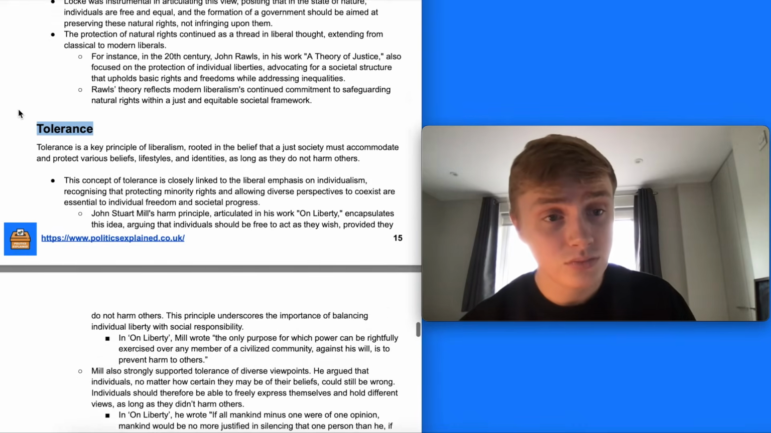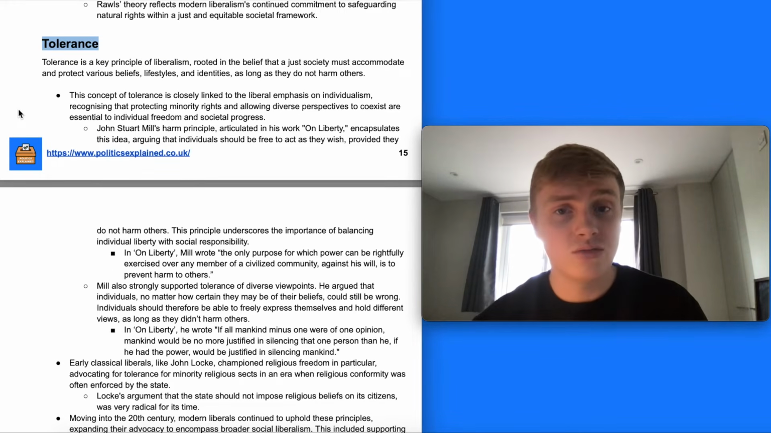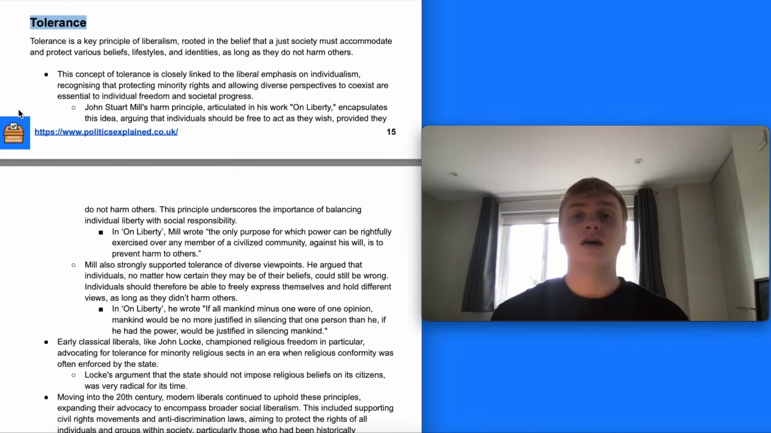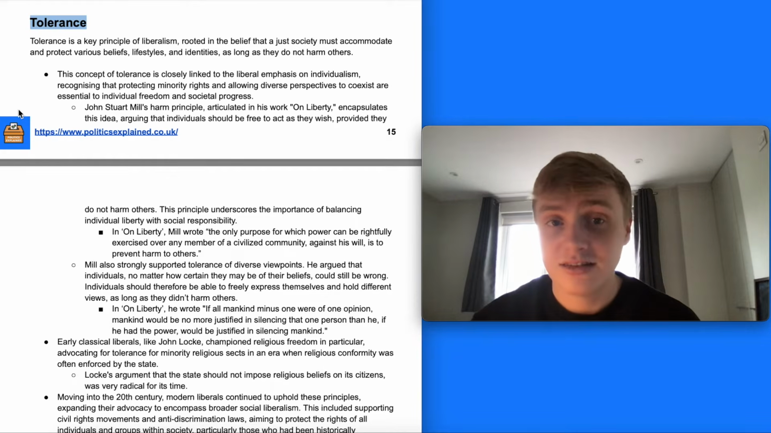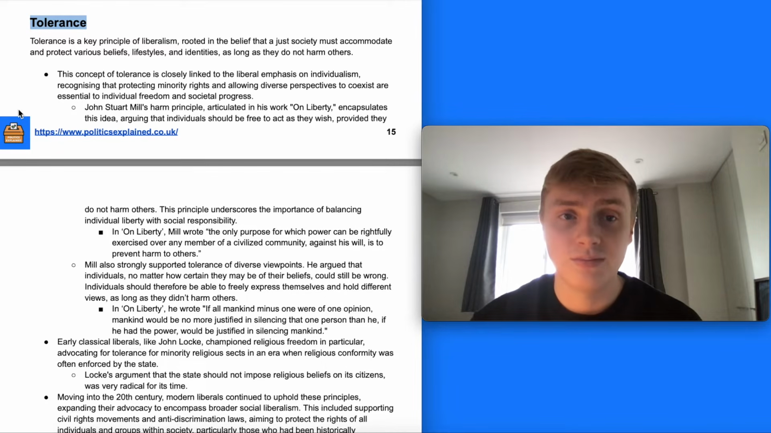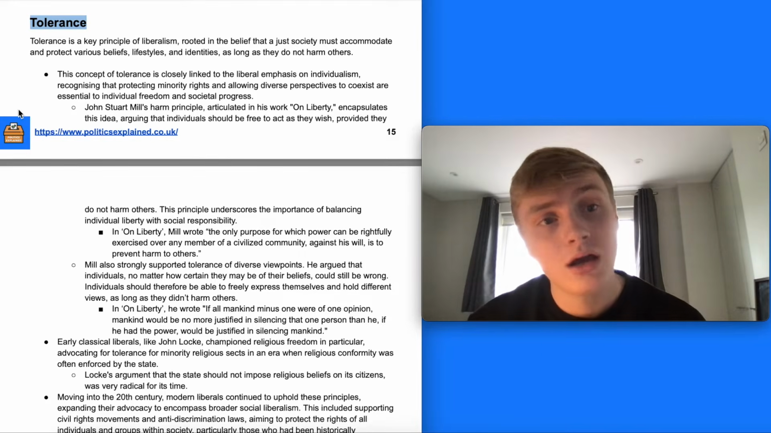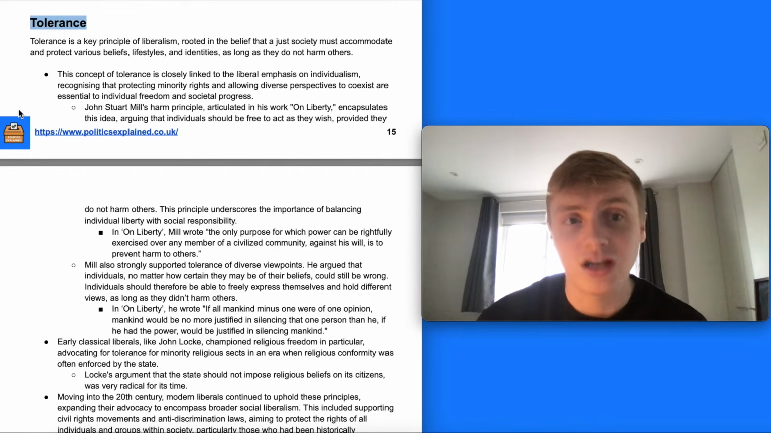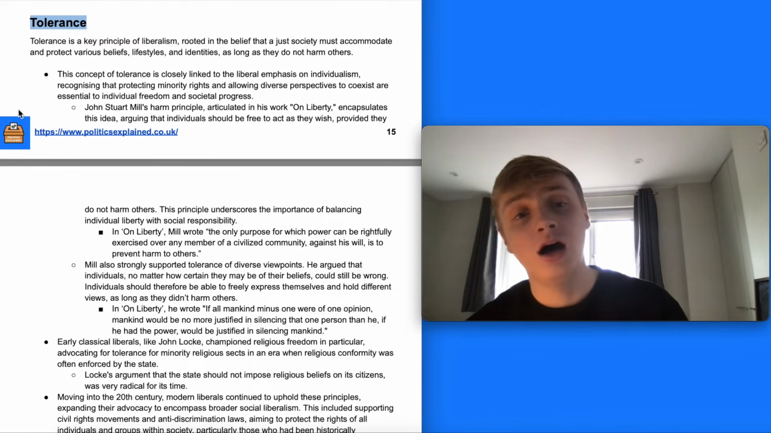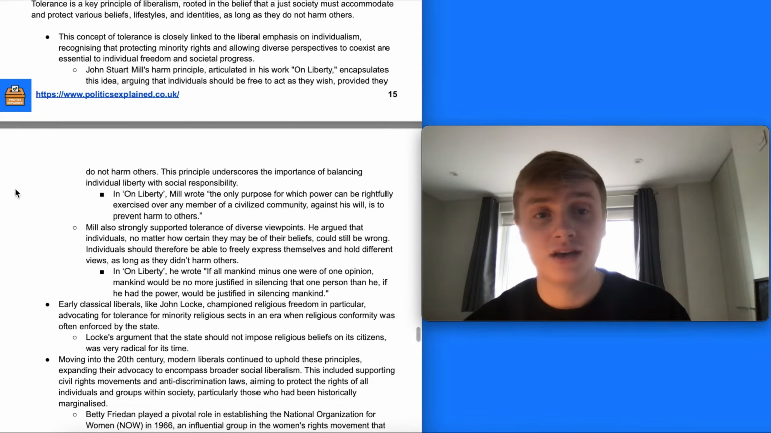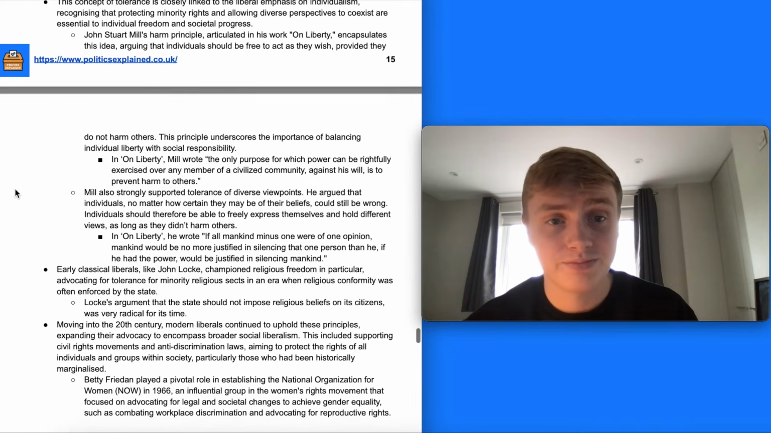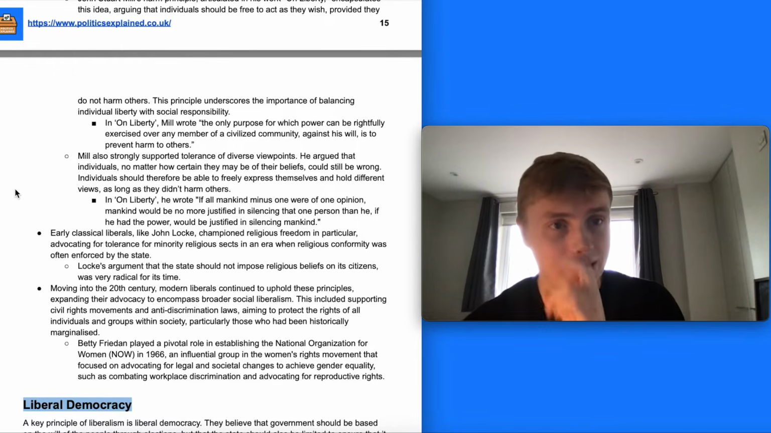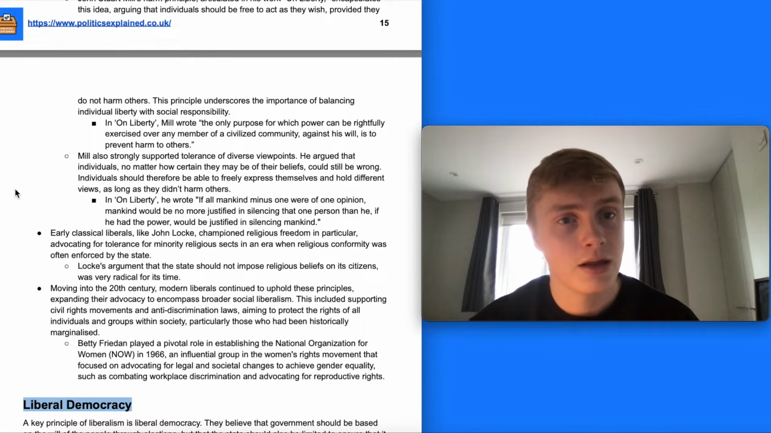Tolerance is another key principle of liberalism, and this is rooted in the belief that a just society must accommodate and protect various beliefs, lifestyles, and identities as long as they don't harm others. So this is closely linked to individualism, recognizing that protecting minority rights and allowing diverse perspectives to coexist are essential to individual freedom and societal progress. And John Stuart Mill's harm principle encapsulates this idea that individuals should be able to do what they want, act as they wish, provided they're not harming others. So this is the importance of balancing individual liberty with social responsibility.